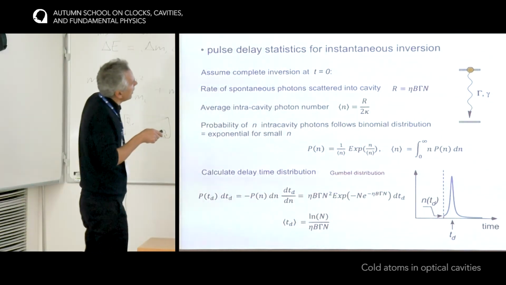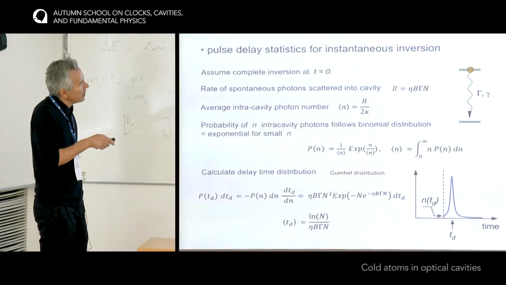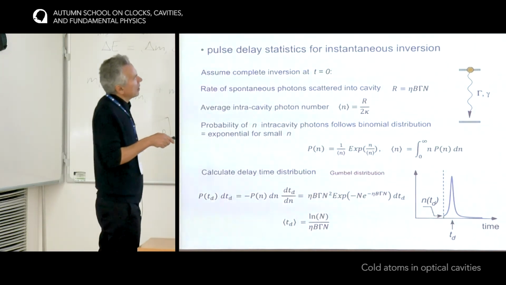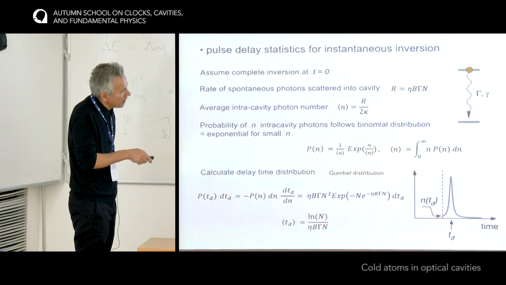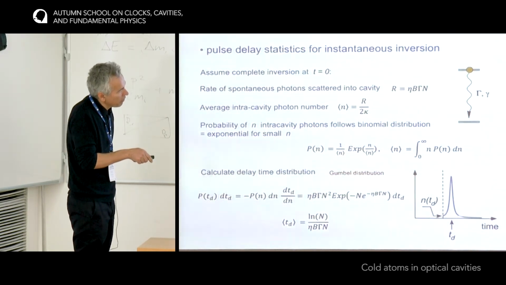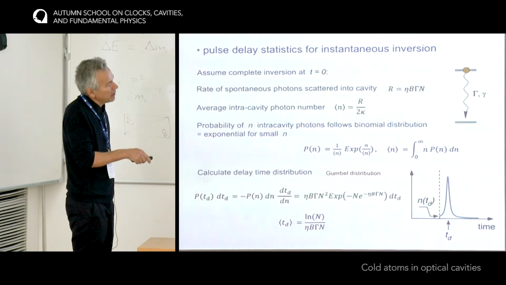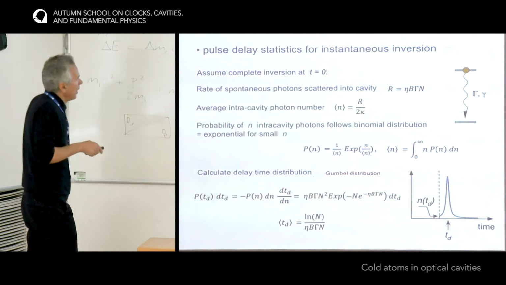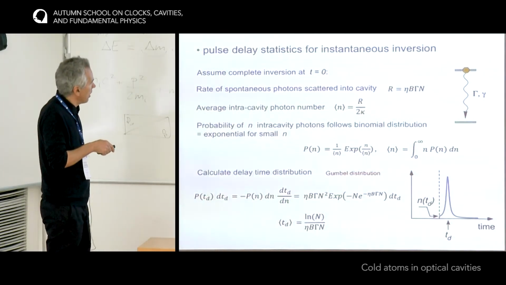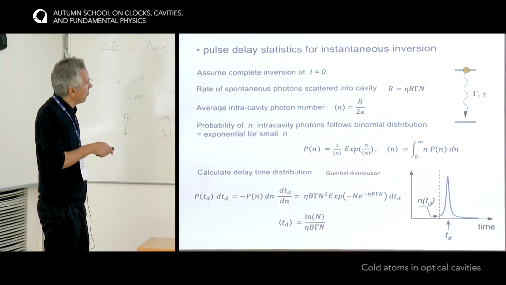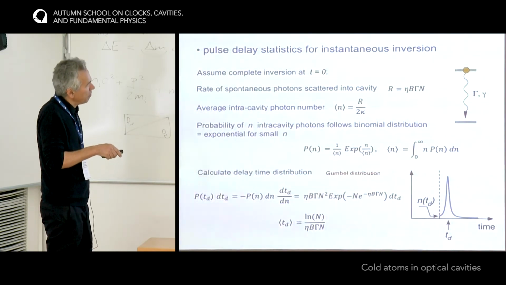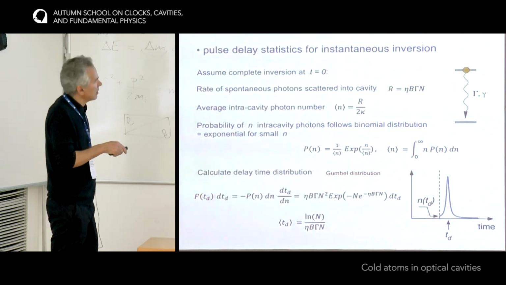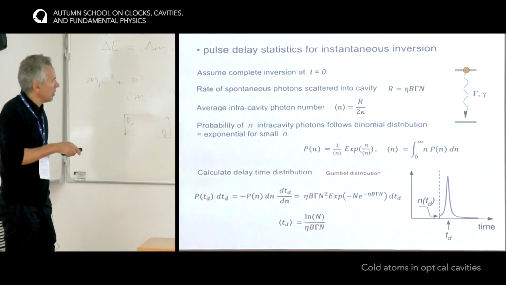And then you can evaluate the average intracavity photon number that corresponds to that rate by assuming a decay rate kappa for your cavity, and this is the average photon number that tells you the size of this blue curve at this instant of time. From that you can immediately calculate the delay time, and then you come up with this delay time probability distribution. This is the probability that the pulse with a particle number n arrives, or the peak of that pulse arrives, at the time td. And this turns out to be what you can call a Gumbel distribution.